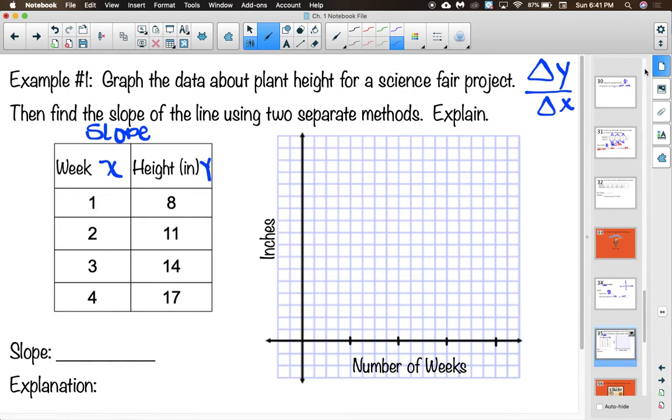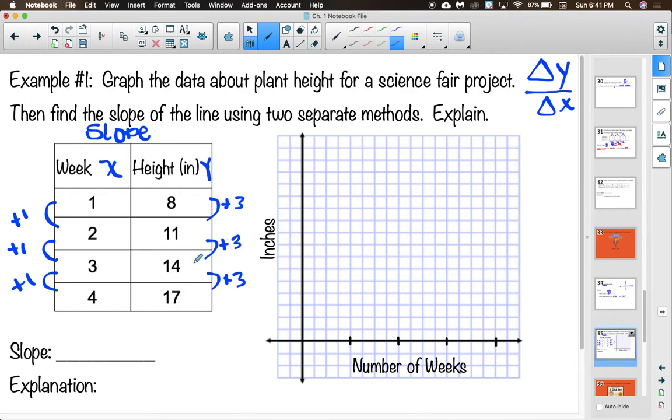And that means we have to find delta y first and delta x second. So delta y, 8 to 11, 8 plus 3 is 11, so the change is plus 3. 11 to 14, same change, 3. 14 to 17, same change, 3. Let's look at the weeks. Those are our x's. Week 1 to 2, that's a change of plus 1. Week 2 to 3 is a change of plus 1. Week 3 to 4 is a change of plus 1.